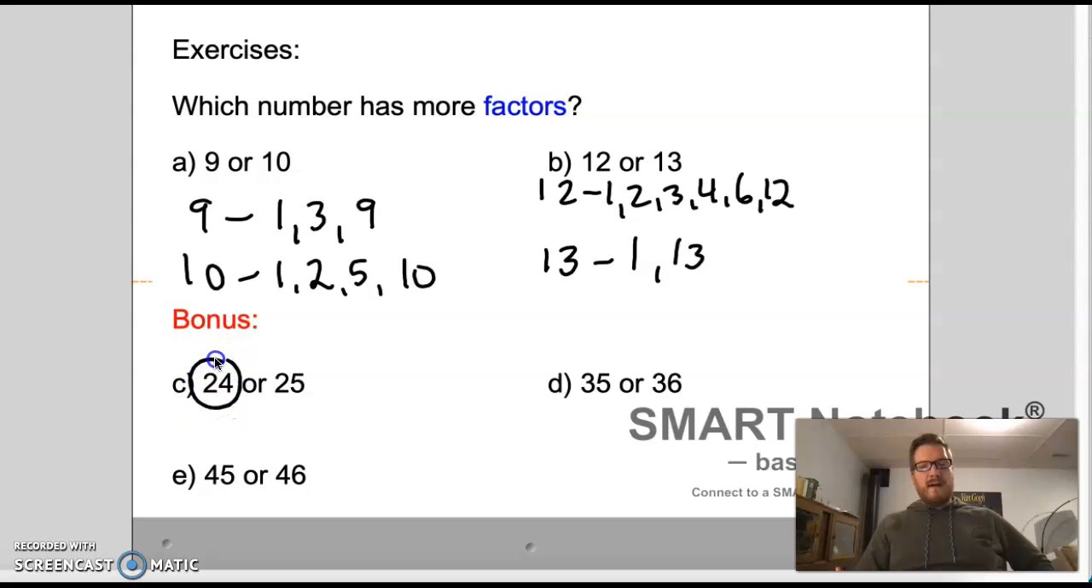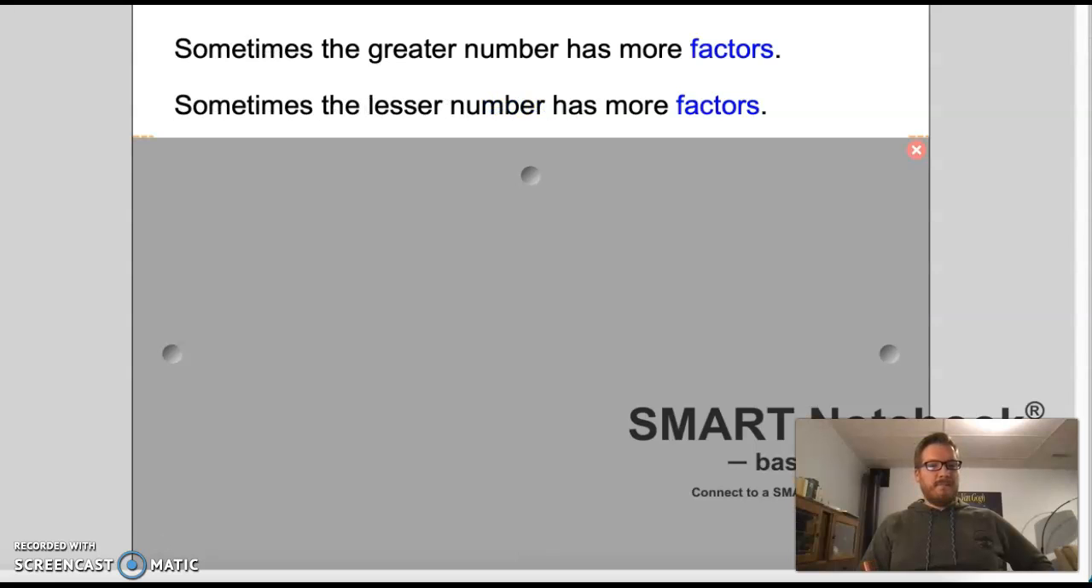So 24 actually has more factors. It's 1, 2, 3, 4, 6, 8, 12, and 24, whereas 25 only has 1, 5, and 25. 35 or 36? 36 actually has more factors. It's 1, 2, 3, 4, 6, 9, 12, 18, and 36. And then for 45 or 46, I might have to write them out. I believe it's 45 has more factors, but I could be wrong. And if I am, I'll put a note on YouTube.